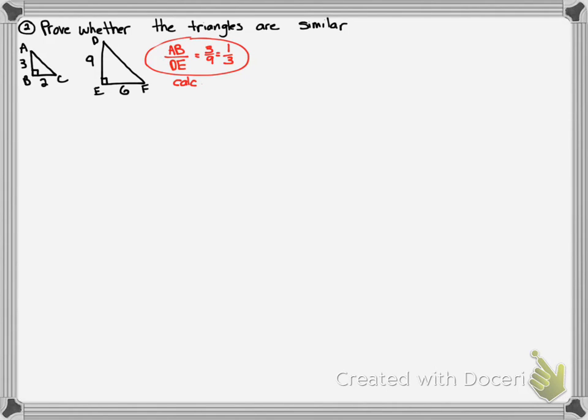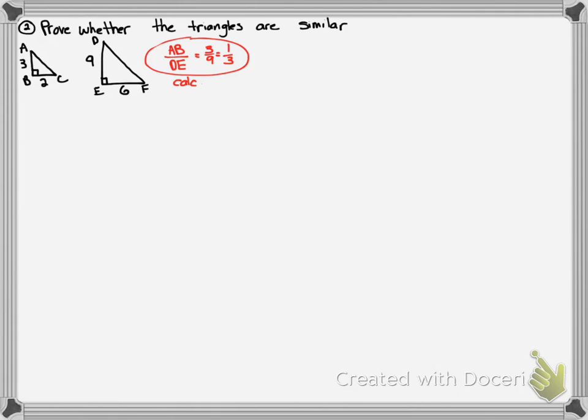So looking at what I have, I know I'm going to have to use those sides because I don't have enough angles. So I started with side AB over its corresponding side, which is DE, and then I did the math, 3/9, and I reduced it. All of that goes in the bubble. You don't get to just do that work off to the side. It's part of your proof. So those sides have a ratio of 1/3.